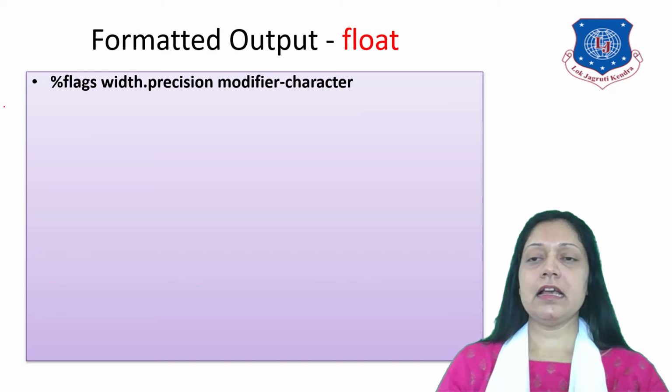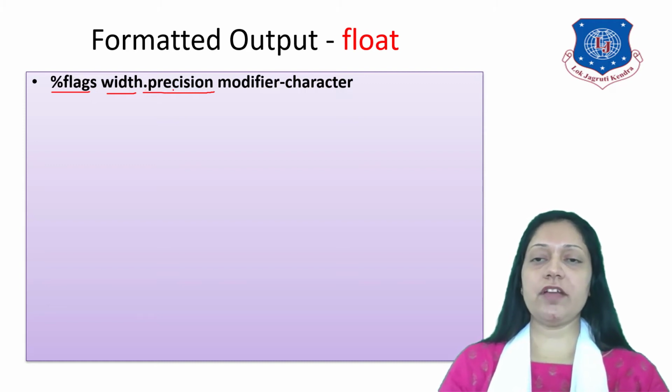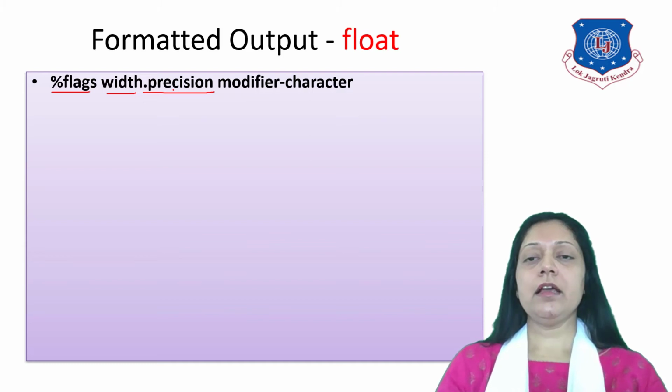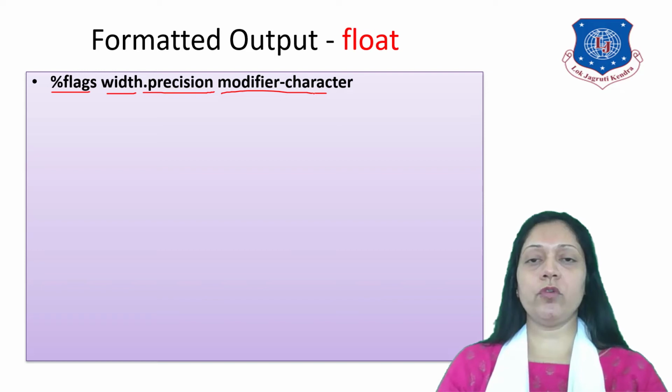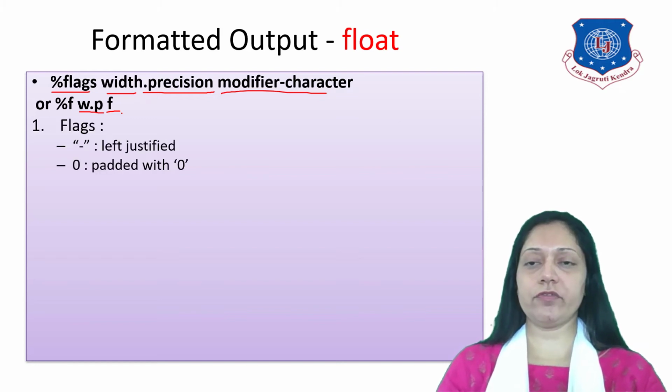In that case, we'll have a percentage sign, then flag, then the width as with the integer type, but the extra thing that we are going to have is dot precision. After width, we write down the precision value. The precision value will determine how many digits you want after the decimal point, and then the modifier character. For float, the modifier character is f. In short, you can write percentage, flag, W dot P, that is width dot precision, and the modifier character for float is f.